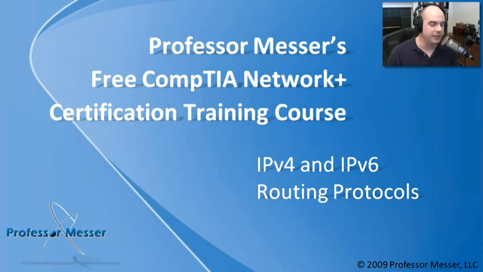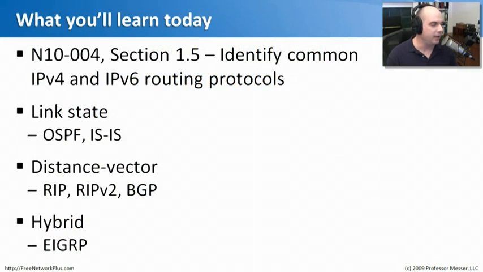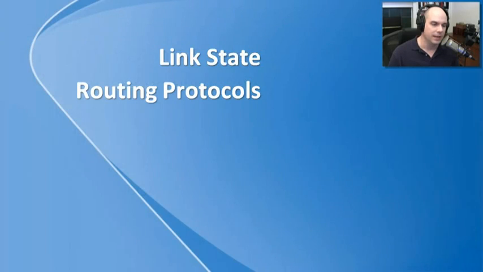I'm James Messer, and in this module we're going to talk about IPv4 and IPv6 routing protocols. This comes from our Network Plus exam N10-004 section 1.5, where we need to identify common IPv4 and IPv6 routing protocols. There are three different categories we need to know about: link state, distance vector, and hybrid routing protocols. And there are some examples of routing protocols in each one of those. We're going to step through them, what the similarities are, what the differences are, and what you need to know about those routing protocols. So let's start with link state routing protocols.